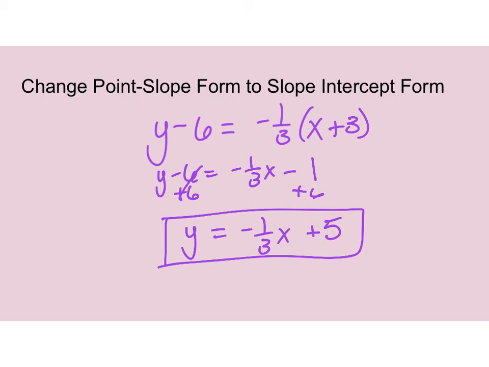So this gets us exactly where we need to be. And of course, this is the y equals mx plus b format. So we went from point slope form to slope intercept form.